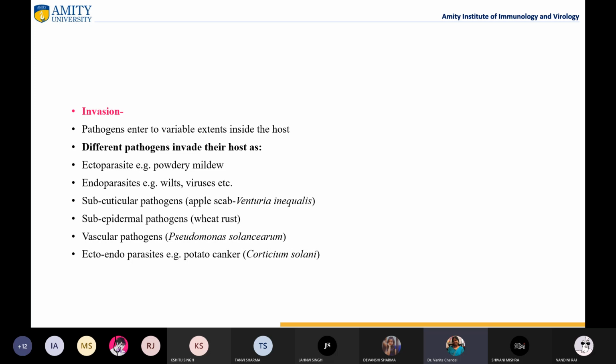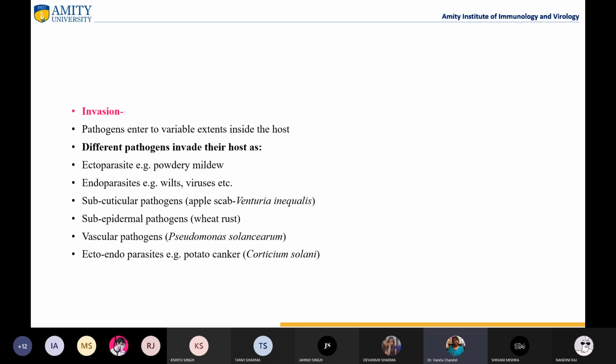The different pathogens can invade their host as an ectoparasite or an endoparasite. So ectoparasites are usually outside the host. That means they will not penetrate very deep. Only within some epidermal layer or through that layer they can multiply and produce their spores, such as powdery mildew. Then endoparasites go inside the plant systemically. That means they are moving inside the plant, maybe through the xylem or phloem or any other part, such as wilts and viruses. They are endoparasites, right?